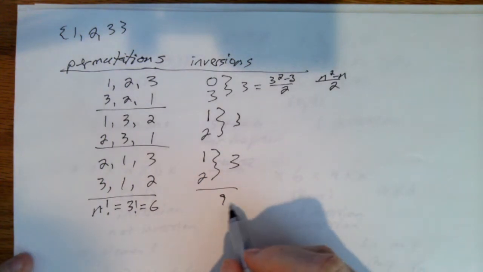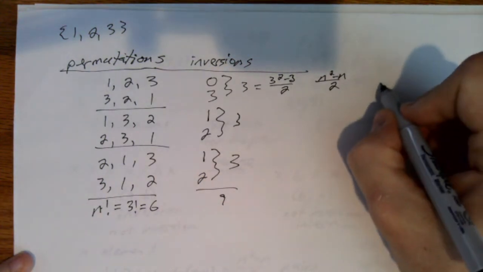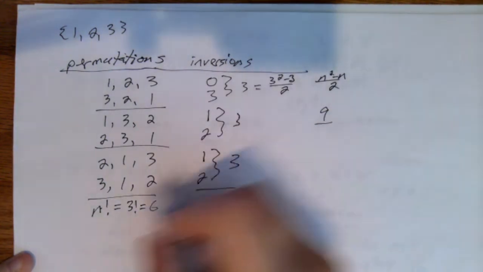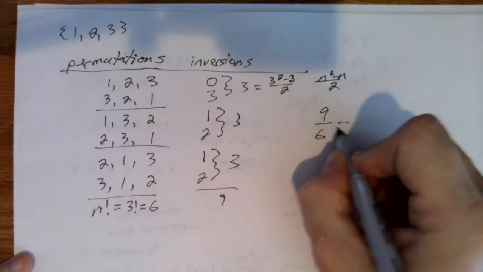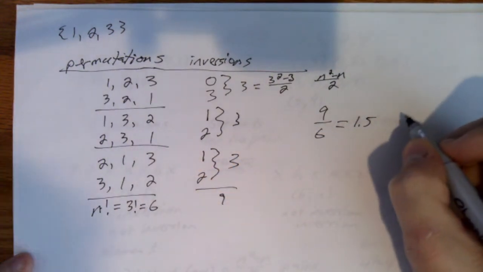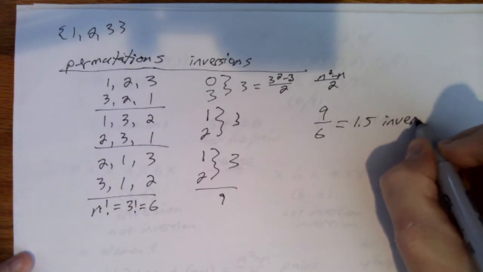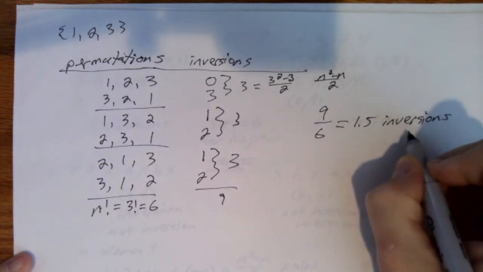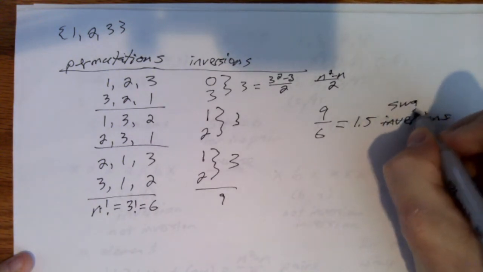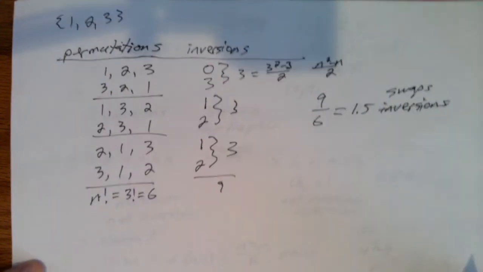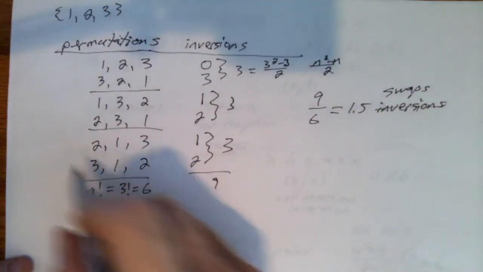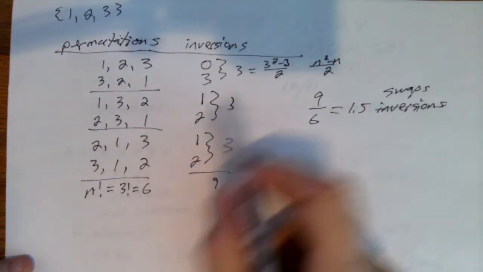And what's the average? 9 inversions divided by 6 permutations is 1.5 inversions on average, which we know to represent swaps. So how does our formula work? Well, what do we need to do to count? How do we get 9 using our formula?